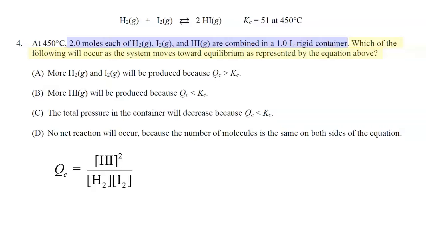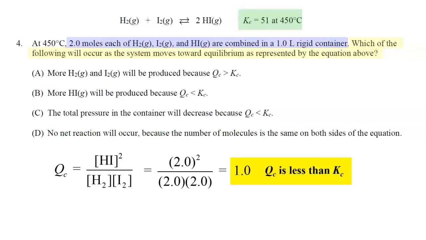So when I plug in the concentration of 2 moles per liter for each substance, then the math would be 2 squared divided by the product of 2 times 2. So now I know that the value of the reaction quotient Q is going to be 1. And we were given in this problem that the value of the equilibrium constant, Kc, is equal to 51. So if I have a Q of 1 and I have a value of K of 51, that means that Q is less than K.